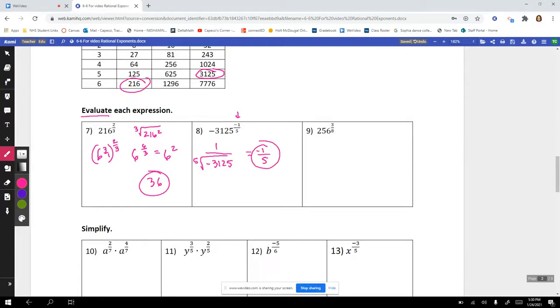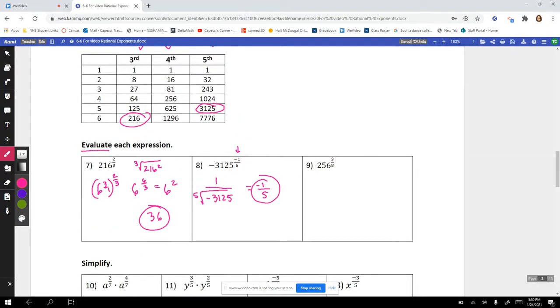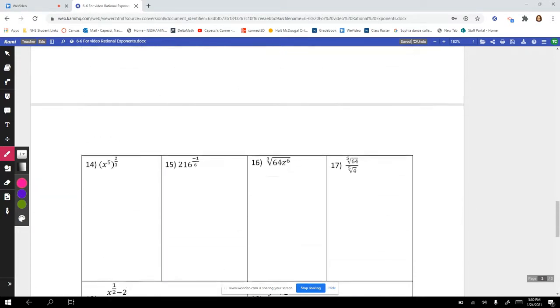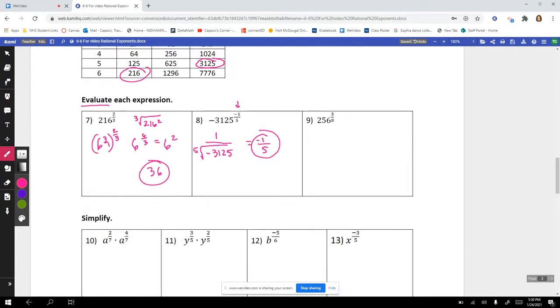Okay, let's look at the next one, 256. We are going to play around with 256 a little bit. So I know that 256 is 4 to the 4th power. So I'm going to write 4 to the 4th power, and I'm going to raise that to the 3/8 power.